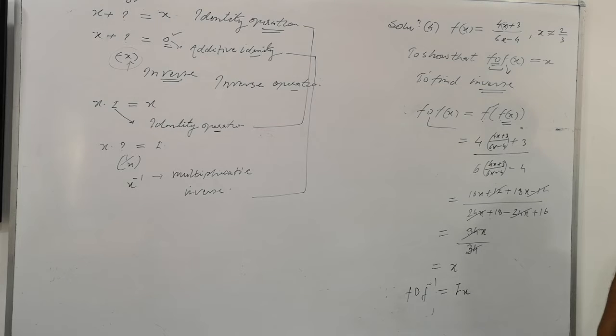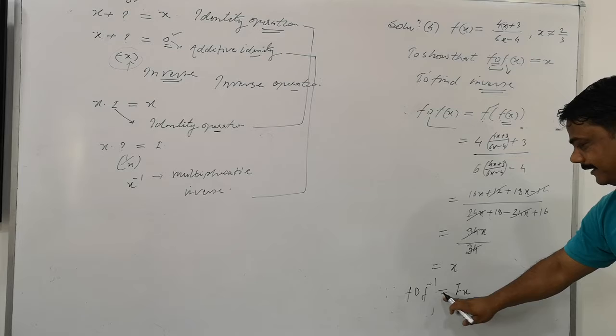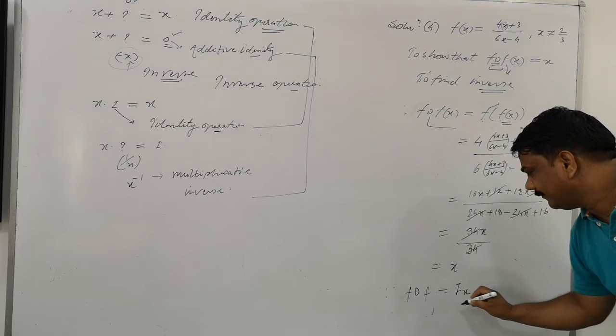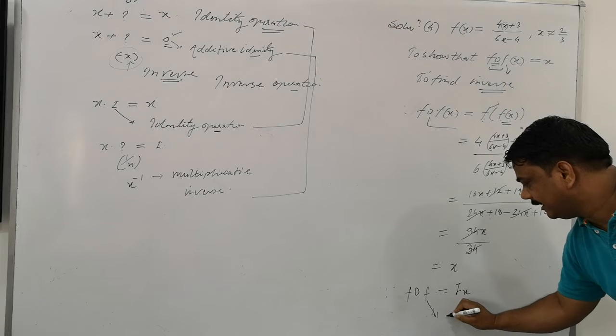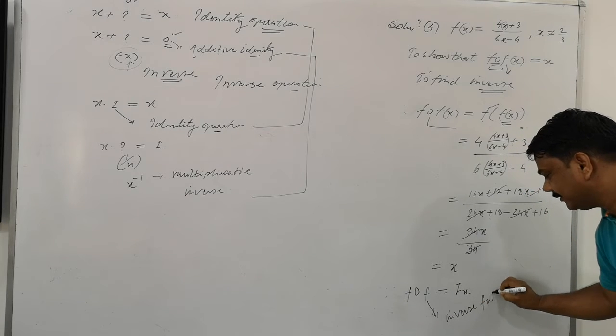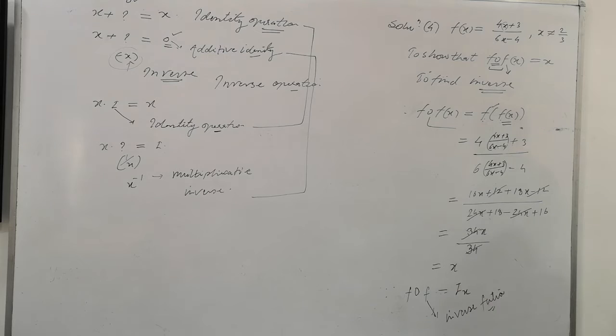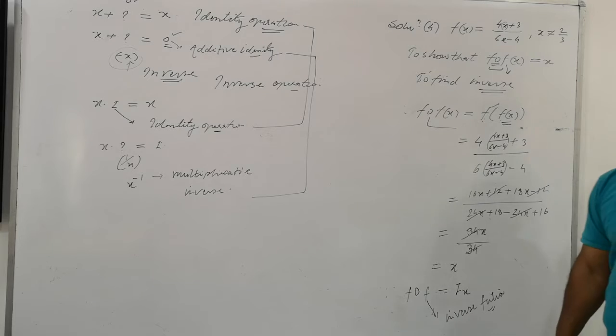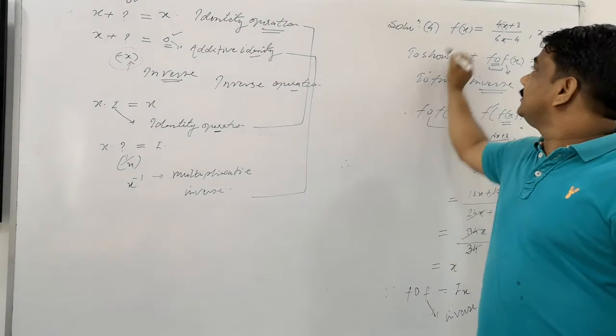So what is the second inverse operation? How can you find the inverse operation? What will be the inverse of that? f of x is equal to that, identity. So here f of f is ix. So this is called the inverse function, and we want to find out this inverse function. So, finding the inverse function.